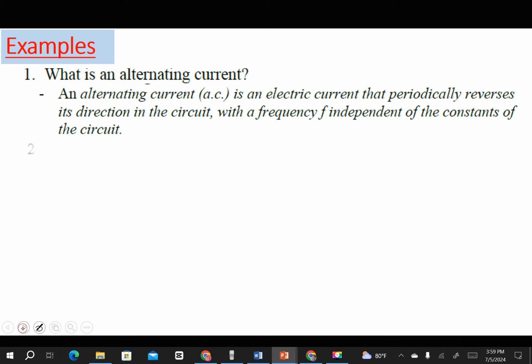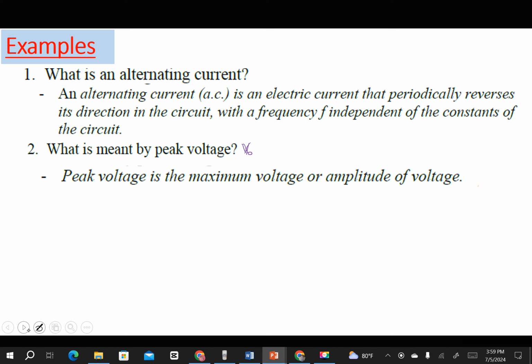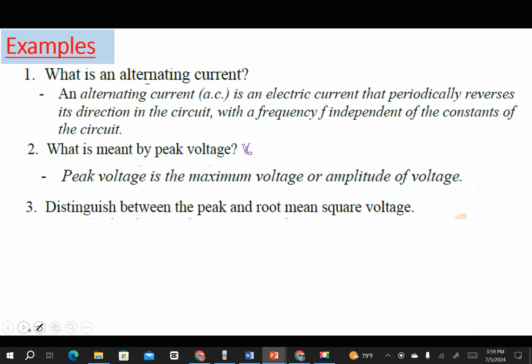Then we also talked about what we mean by peak voltage, that is V naught. Peak voltage, the maximum voltage, the amplitude of voltage, that's what we call the peak voltage. Then we also talked about peak values and root mean square values. We have said the peak voltage is the maximum voltage.